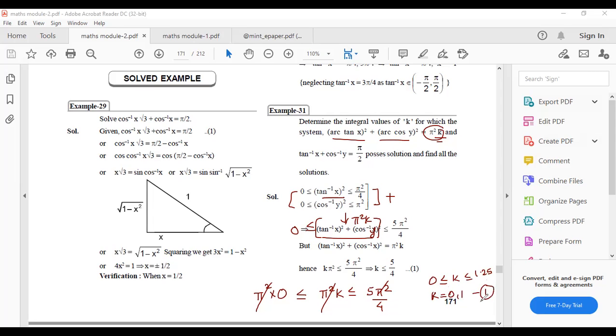From the first condition, what are the possible integers we got? Between this range, what are the possible integers? Because k is an integral value. What are the possible integers? 0 and 1. Did you understand this?